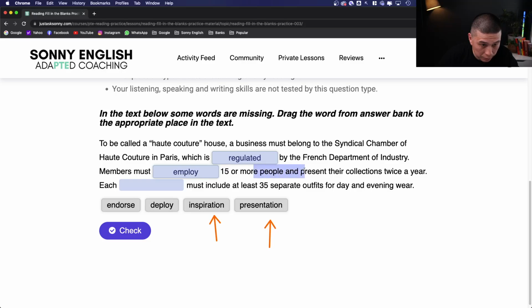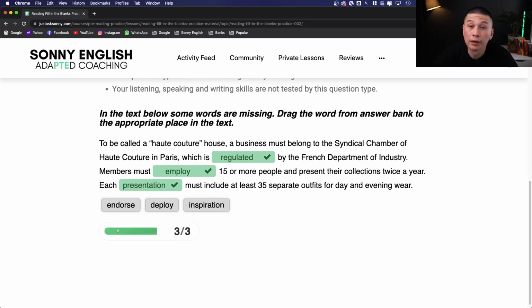But let's just double check up here. Yeah, so you see, they're talking about present. I would pick presentation. Presentation would be a more suitable answer for me. Each presentation must include. That sounds better because each inspiration must include makes no sense anyways, right? So present is my clue for presentation. And we have the correct answers. So hopefully you understand why I picked the answers that I picked.